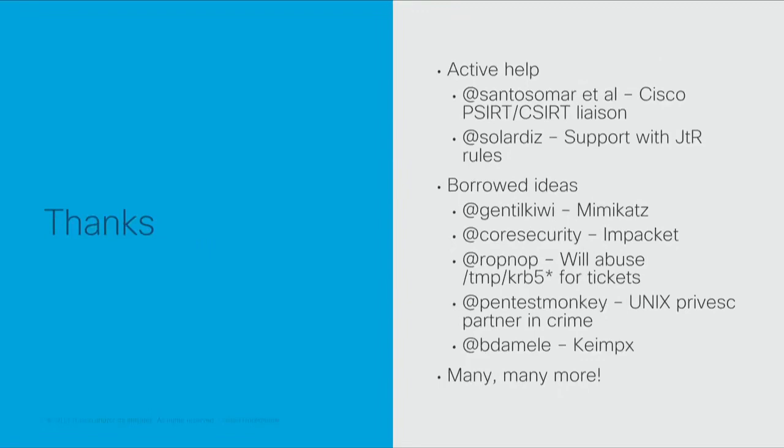Apart from this, I think it's always important to acknowledge your peers, the people that have helped you along the way. So in terms of active help, Cisco's internal security organization would be wonderful. Solar Designer, who's the guy that writes, or maintains, John the Ripper, has been great in terms of helping with some of the esoteric flags that are necessary to get the hashes to crack. And then borrowed ideas. This isn't everybody that's ever worked on Active Directory, but it's a good starting point. You should be going and following these guys, reading what they have to say, and hopefully learning from the work they're doing.